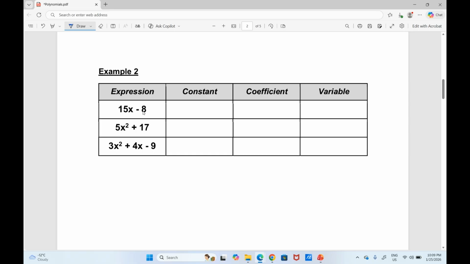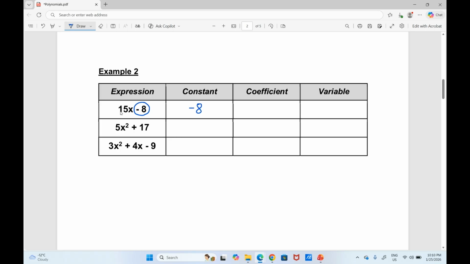But the tricky part about this one is my constant actually isn't 8. So anytime your constant is separated by a negative sign, you have to also include that negative value into the constant. So hence, instead of writing 8 as a constant, I'm going to write negative 8 as my constant.